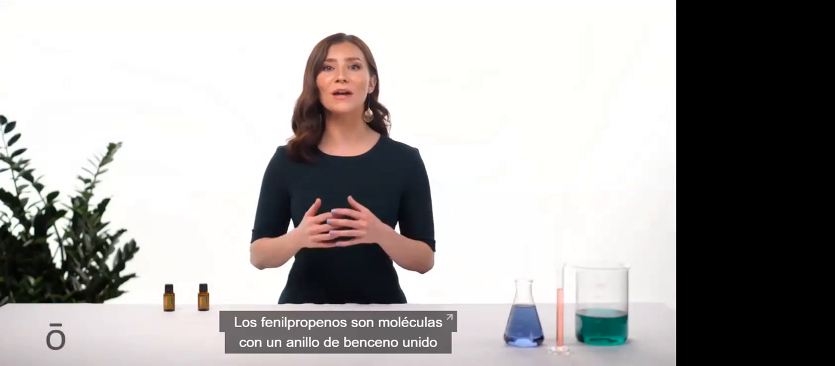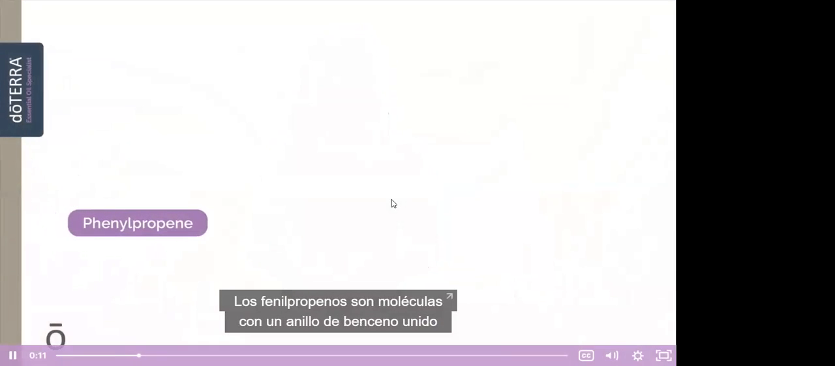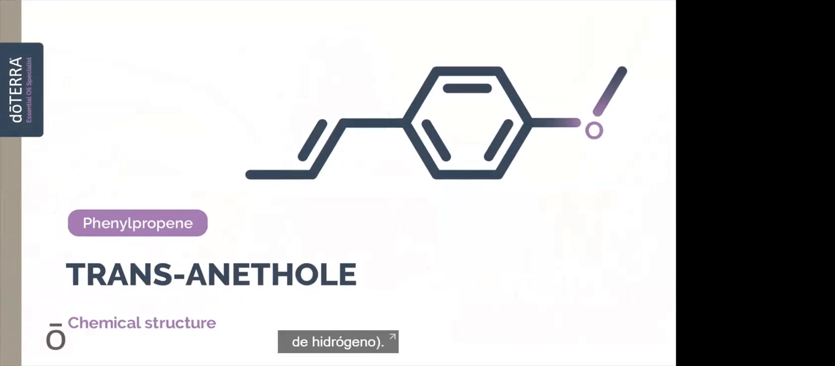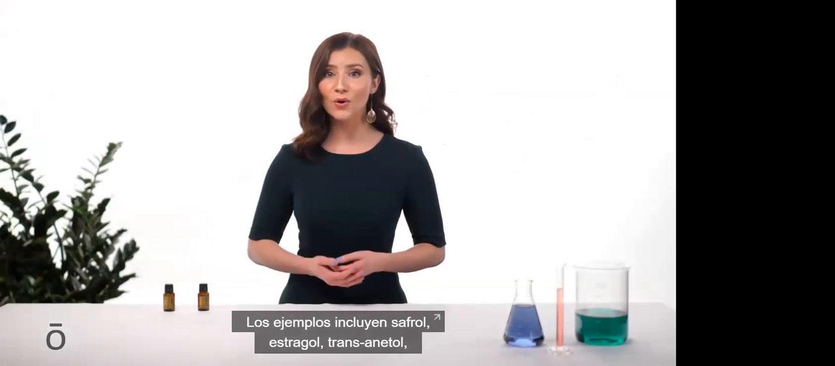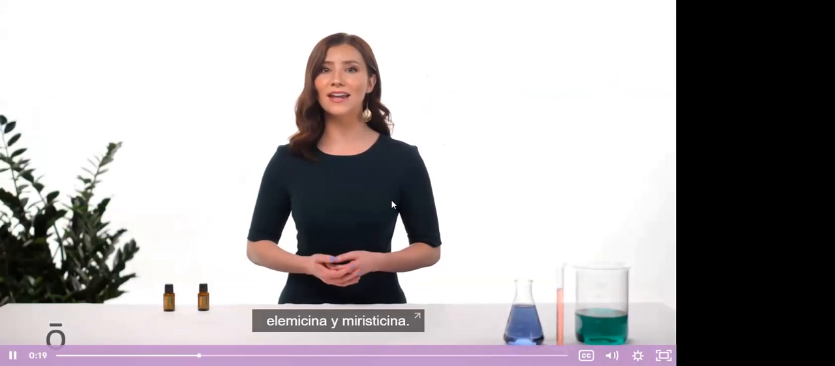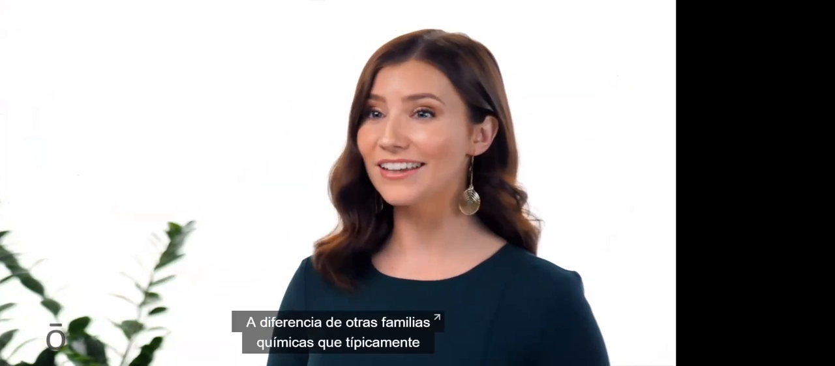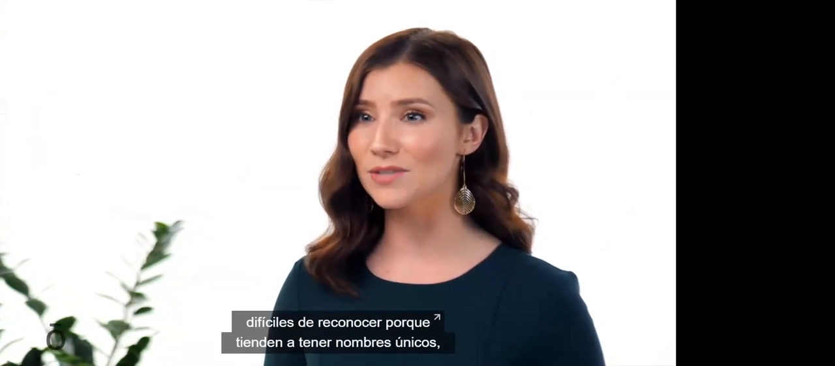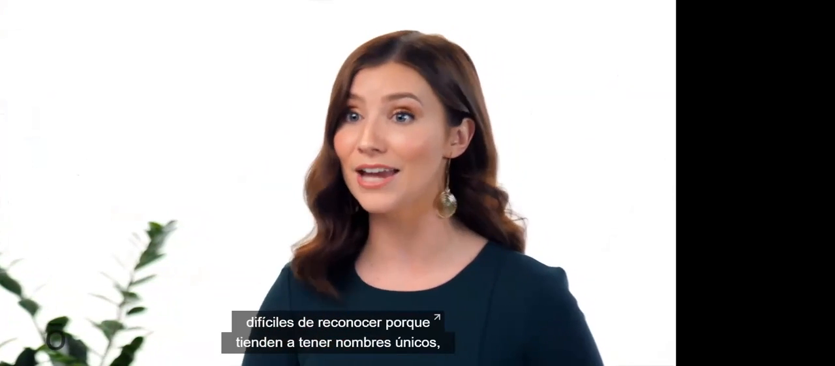Phenylpropenes are molecules with a benzene ring attached to an allyl group, 3 carbon atoms and 5 hydrogen atoms. Examples include safrole, estragole, trans-anethole, elemicin, and myristicin. Unlike other chemical families that typically end in similar suffixes, phenylpropenes can be difficult to recognize because they tend to have unique names. Very unique.